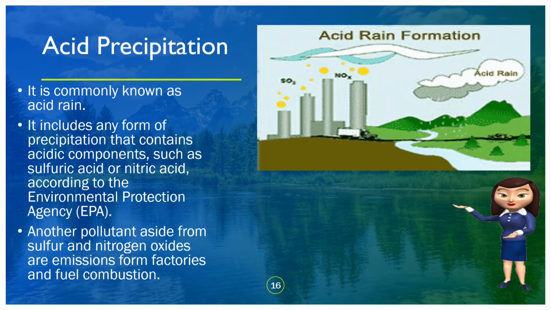Acid precipitation. It is commonly known as acid rain. It includes any form of precipitation that contains acidic components, such as sulfuric acid or nitric acid, according to the Environmental Protection Agency, or EPA. Other pollutants aside from sulfur and nitrogen oxides are emissions from factories and fuel combustion.